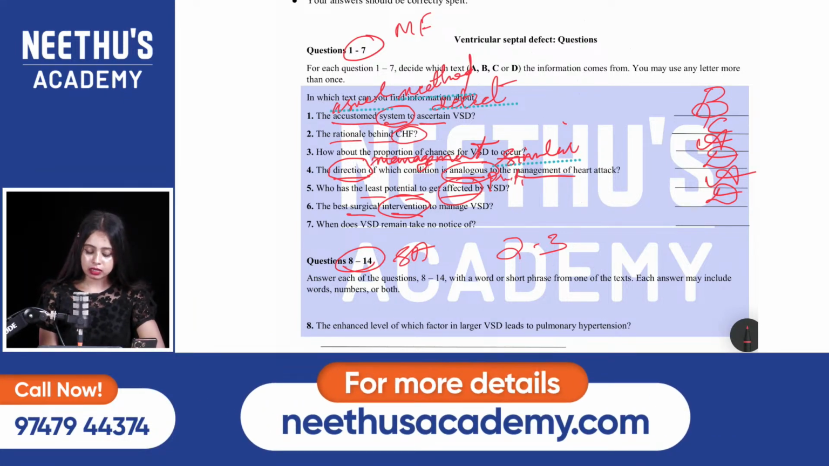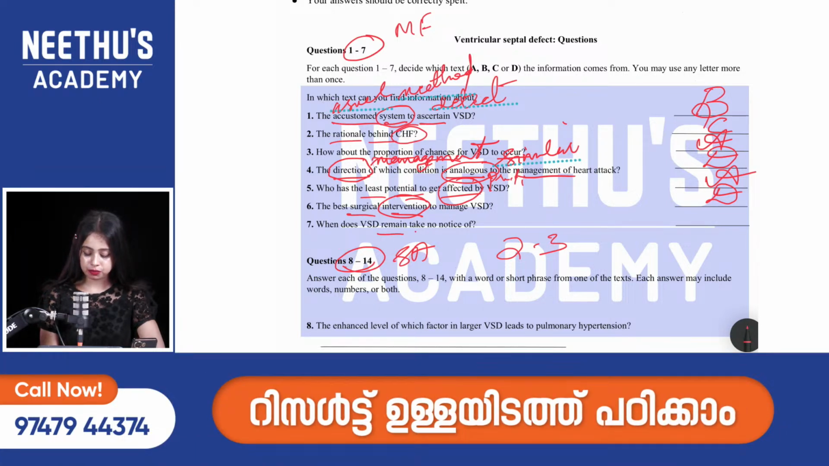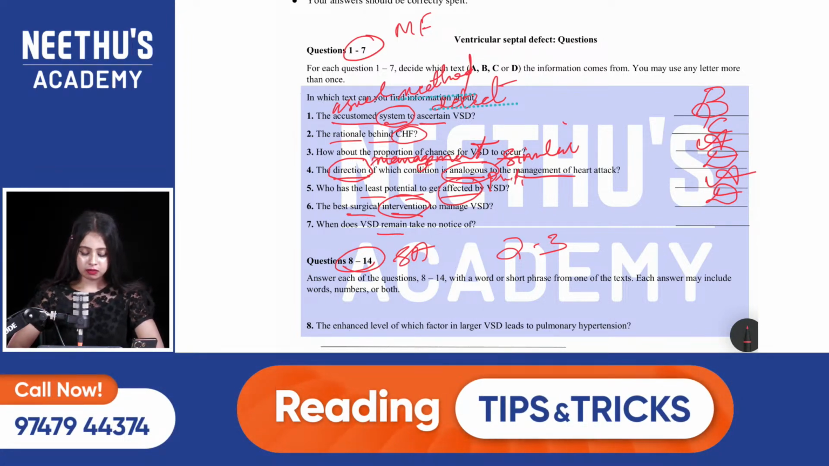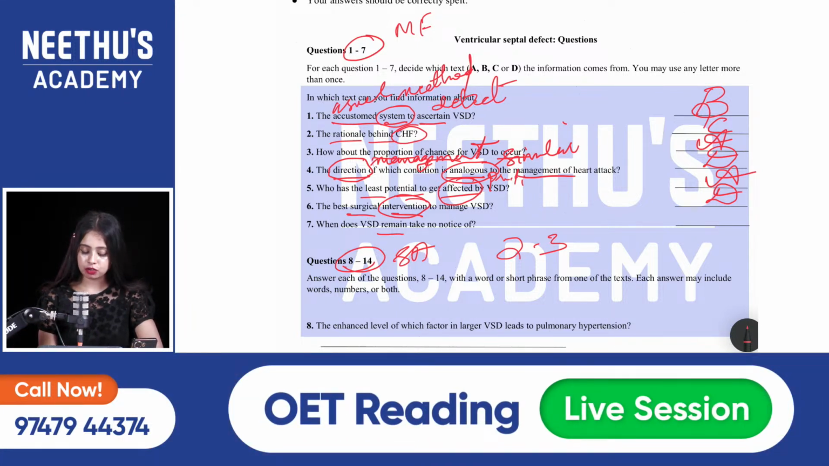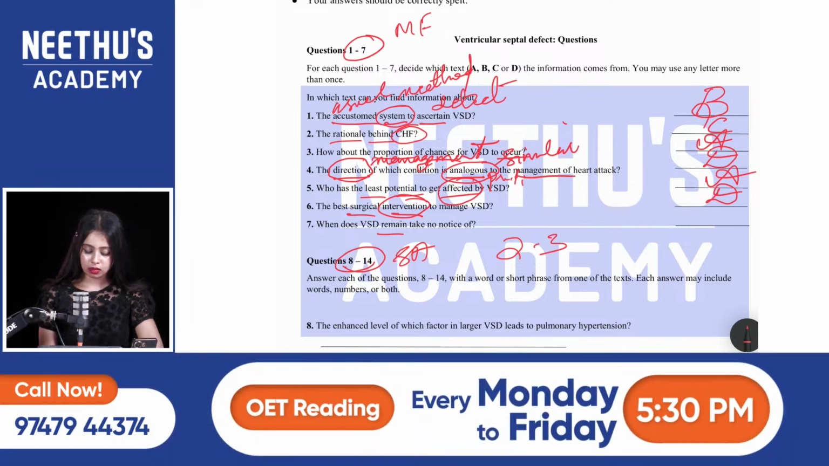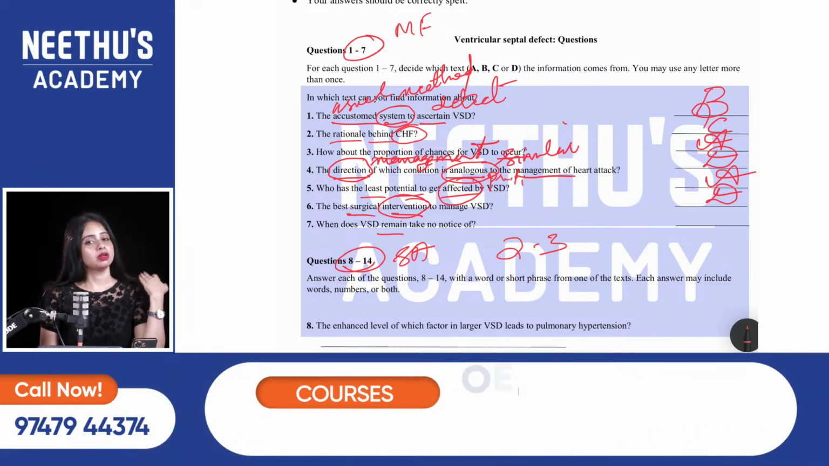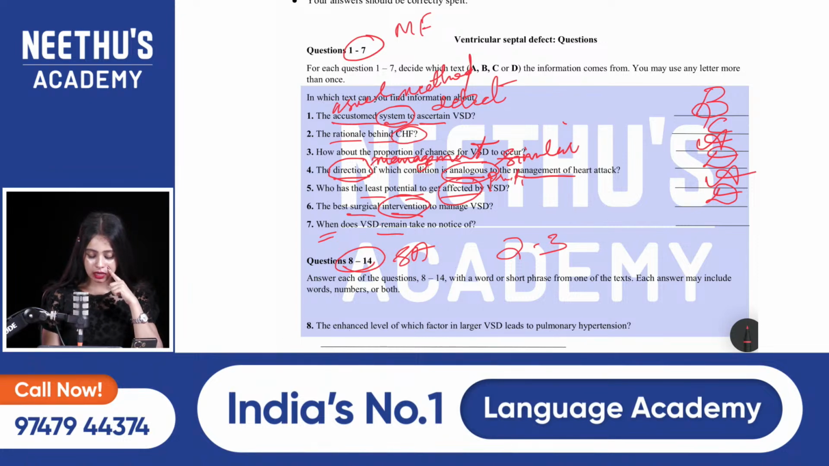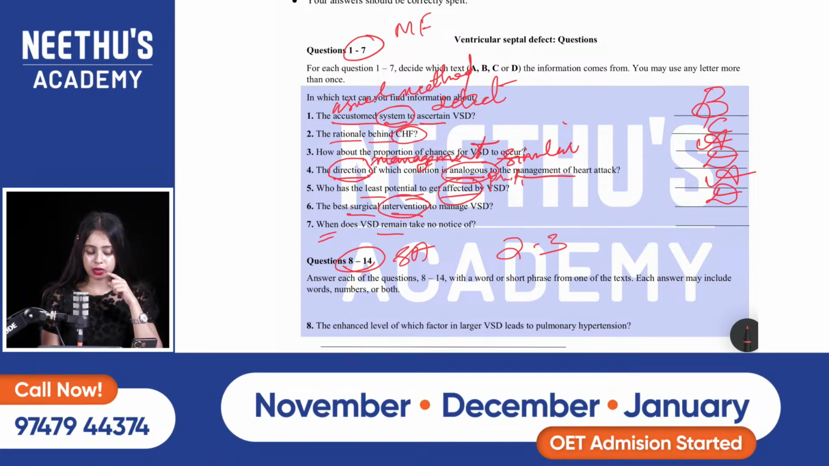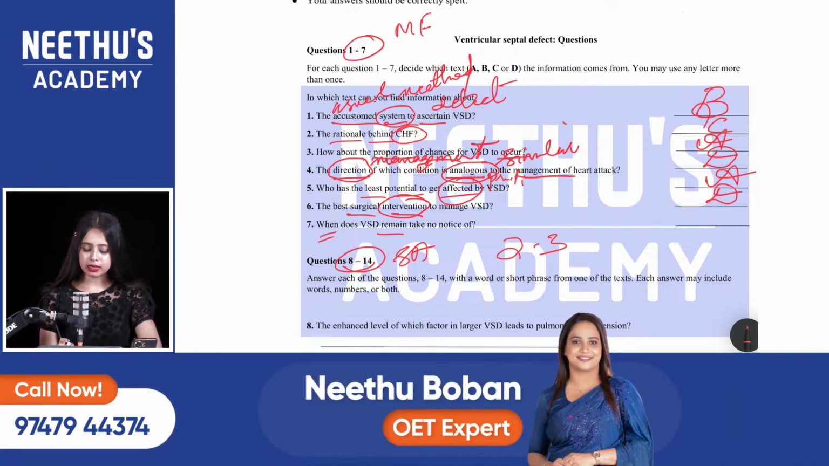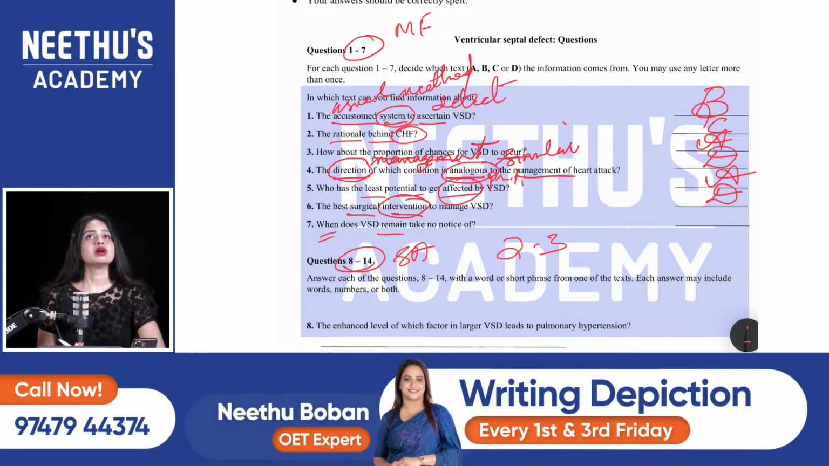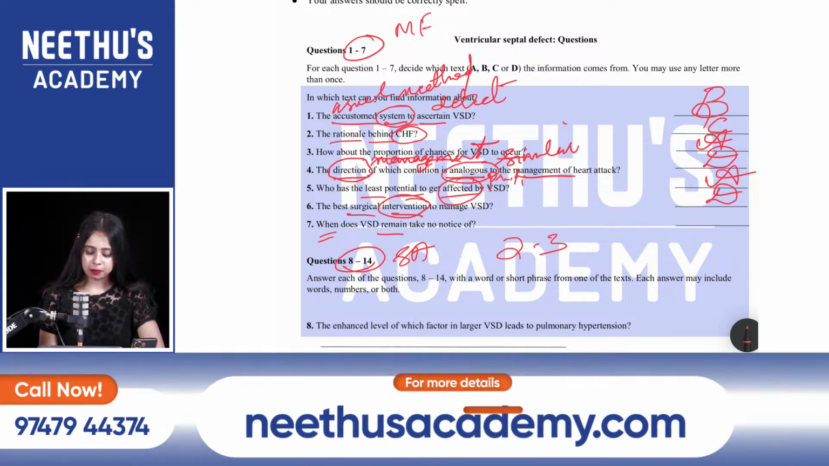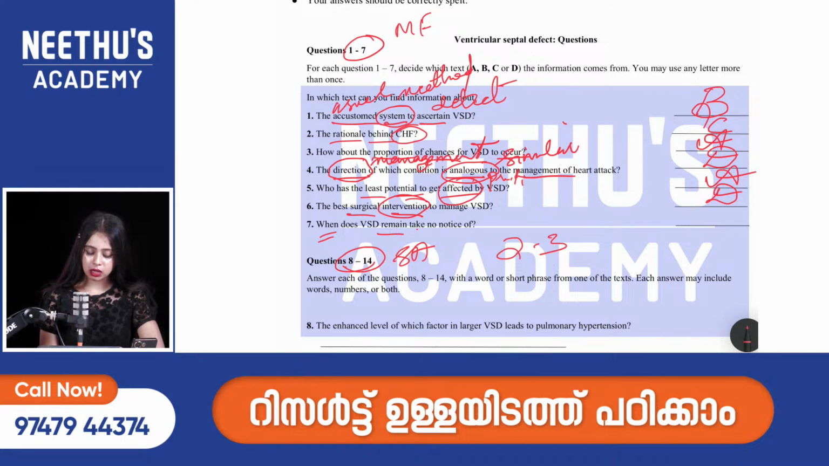Seventh one, when does VSD remain, take no notice of. Let me know in the comment box what your answer is for the seventh question. Where is it mentioned? What is the meaning of the question? When does VSD remain, take no notice of. Okay, Megha, it's D, right? Why D? Text D is all about treatment, management. It's not text D.